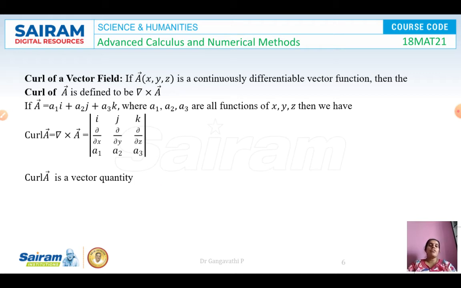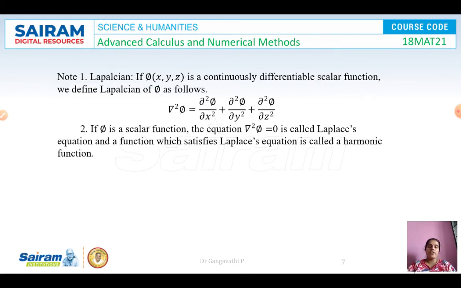So the gradient of a scalar phi was a vector. Divergence of a vector was a scalar, but curl of a vector is a vector itself. So that is the beauty. You have to remember all the three cases, and you have to remember them thoroughly. Now let us have a few important points that we can consider as a note.